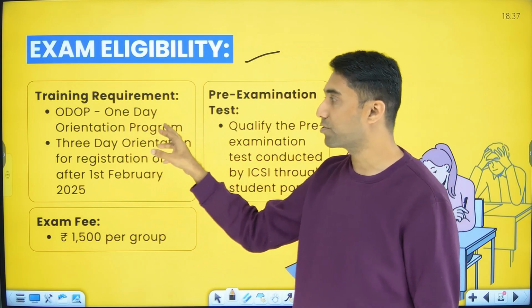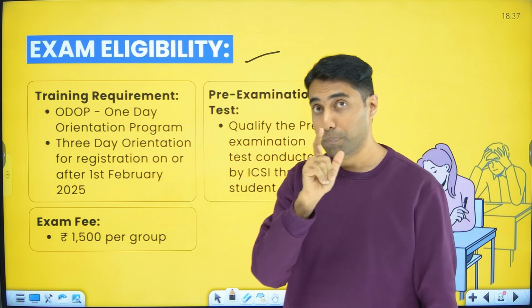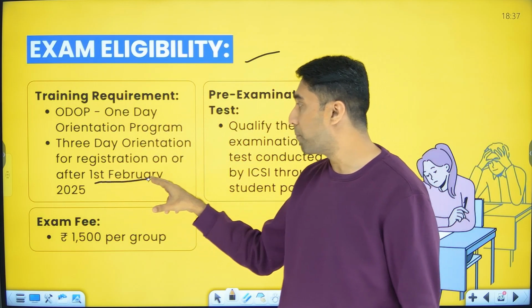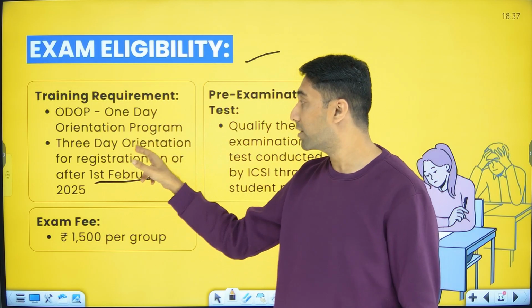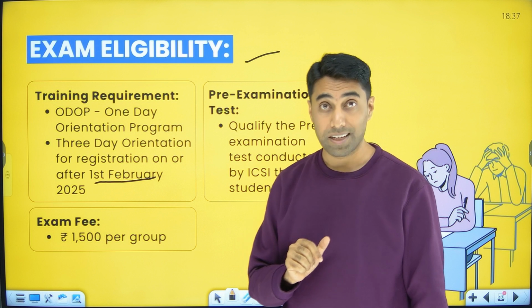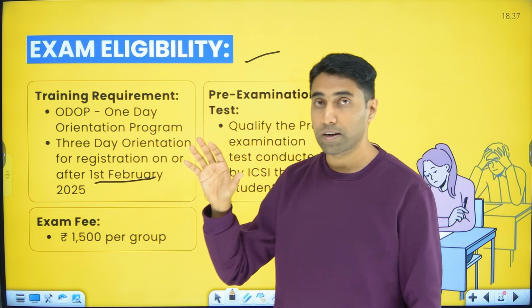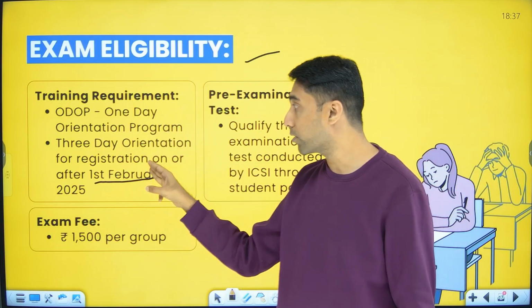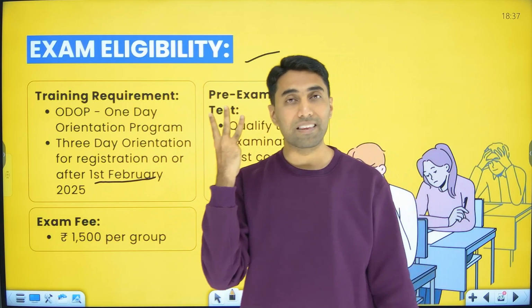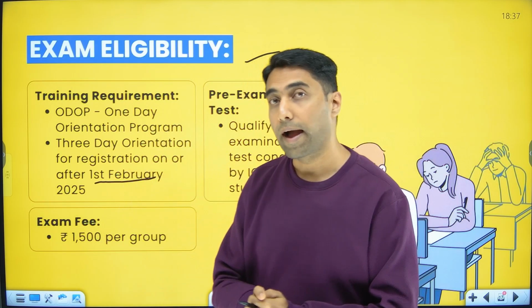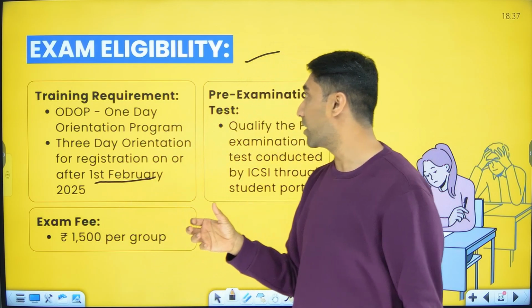So you have a 1-day orientation program, but now, if you have registered from 1st February onwards, you have a 3-day orientation for registration. If you are a student who already registered, no problem, 1-day orientation program. But now you are going to get 3 days. In the 3 days, everything about the company secretary course will be told to you, and only then will you have the eligibility to go.